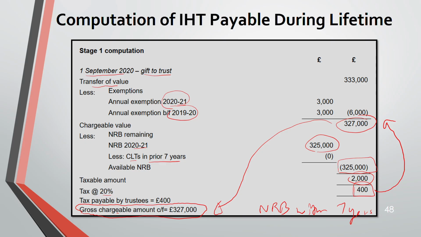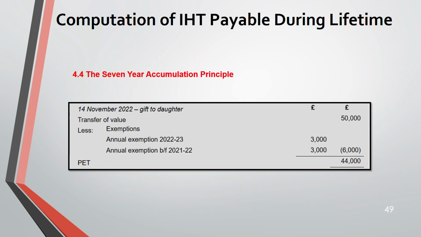But if it's a PET, you can ignore it. For a PET, you don't have to calculate the gross chargeable amount because a PET doesn't utilize the nil rate band, only the annual exemption. Next, moving on to the next, gift to daughter. As you see, it's a PET. So just calculate the PET and keep quiet. And since it's a new tax year, you have both the tax year's annual exemptions available. You see, it's the same way, transfer of value less exemptions and PET.